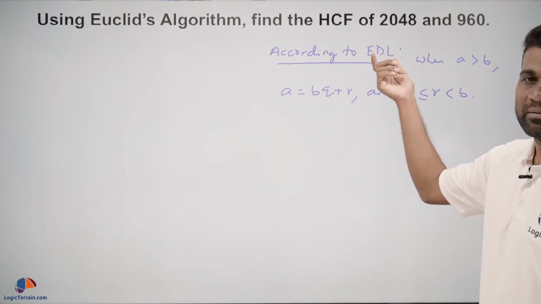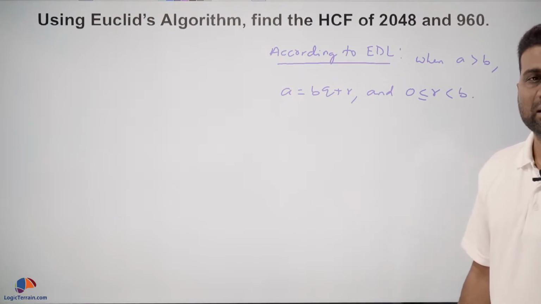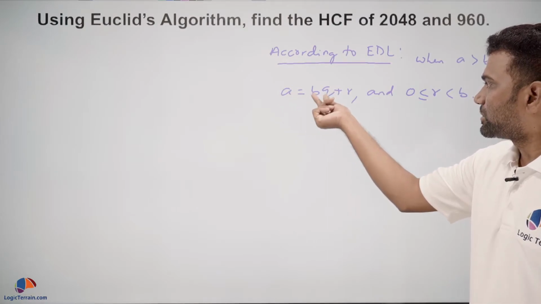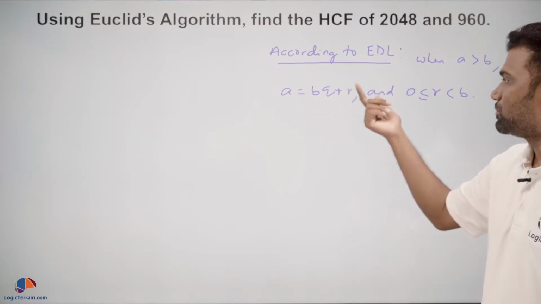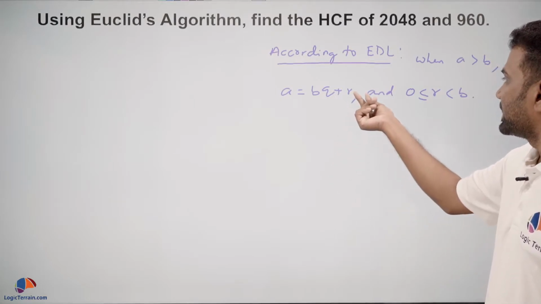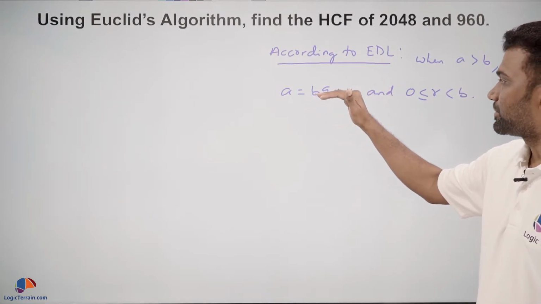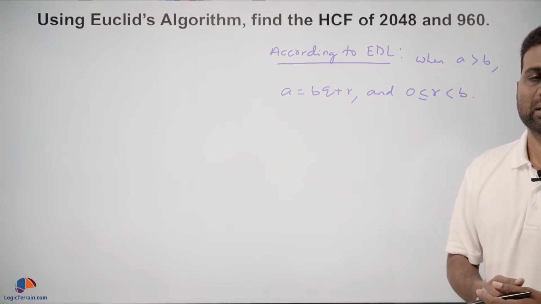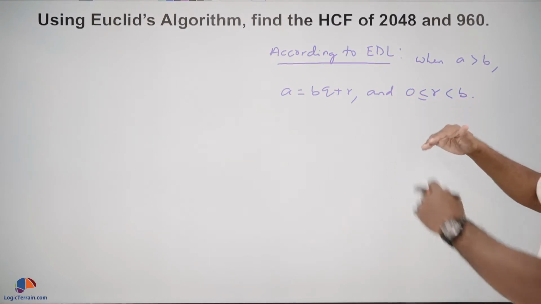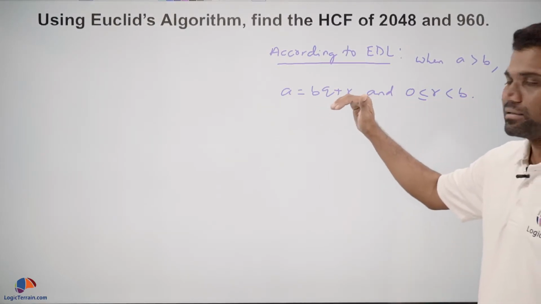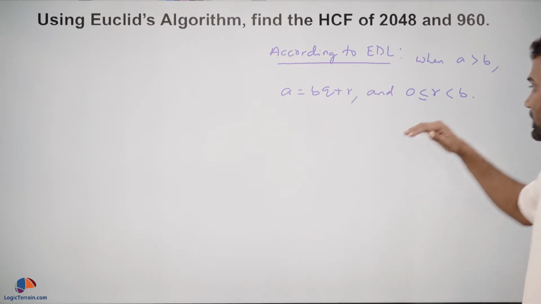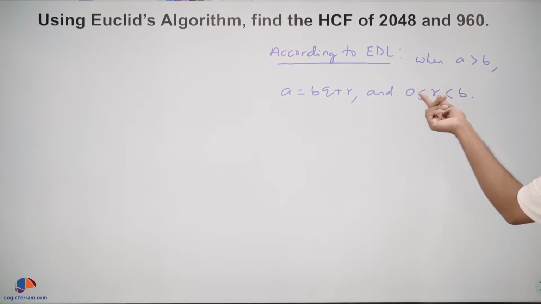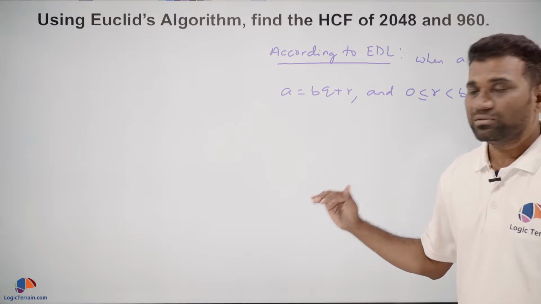So Euclid's division lemma is simply a division rule which you have learnt in your lower grades. That is, dividend is equal to divisor into quotient plus remainder, and you have to keep in mind that the remainder is always less than the divisor. You continue the division process until R becomes 0 if it is exactly divisible, otherwise the process ends when R is less than B.